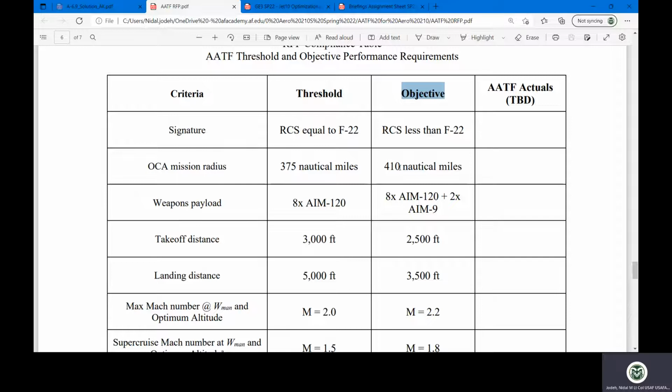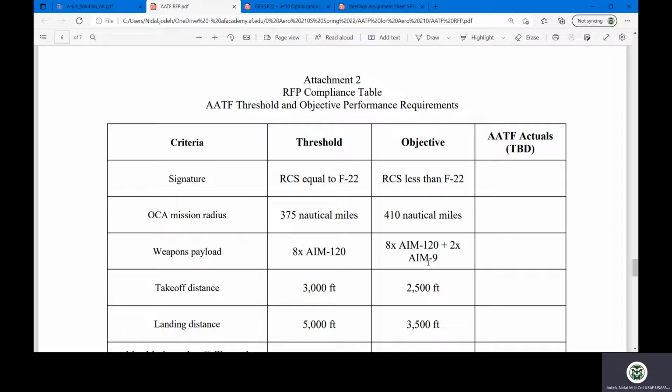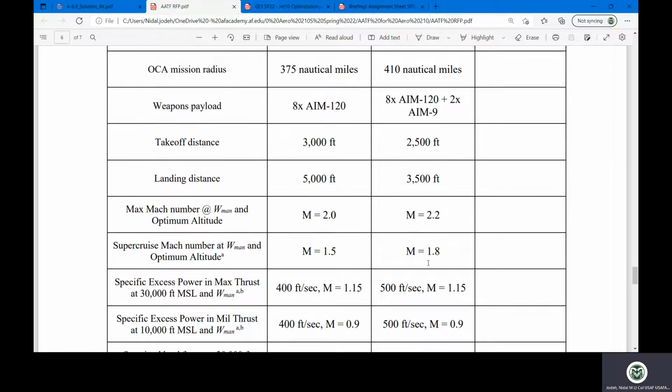This is a competition. If your competitors design to the threshold and make a cheaper airplane, and you design to the objective, you're like, look, my airplane is so much better, but it costs more. Which do you think the program is going to select? So I'll let you think about that. Ideally, the threshold is programmed in. If you can meet the objective at the same cost, good for you, but that's not a guarantee.